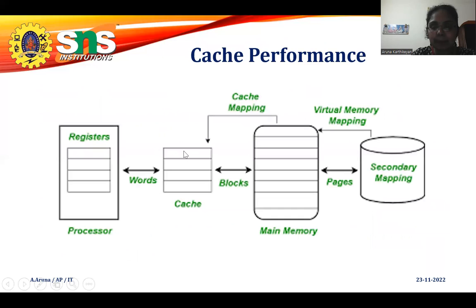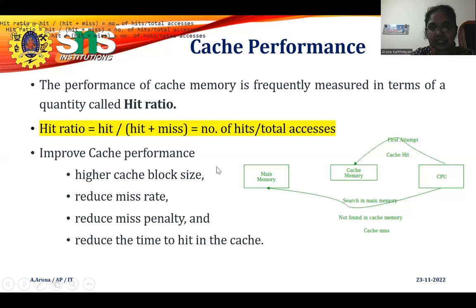This is a sample example of how it works in our processor. Your cache memory can be measured in a quantitative manner, which we call the hit ratio. Hit ratio is the total number of hits divided by the total number of accesses. We can improve the cache performance in four ways: by increasing the cache block size, by reducing the miss rate and miss penalty, and by reducing the time to hit in the cache.